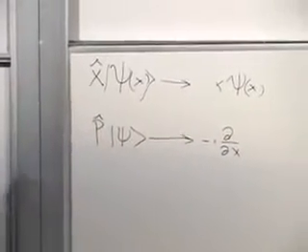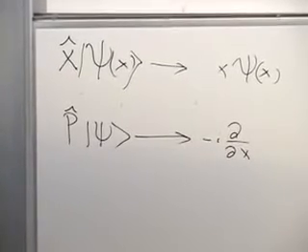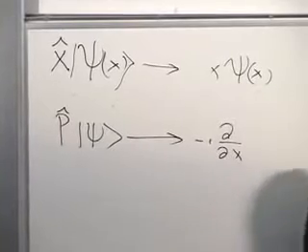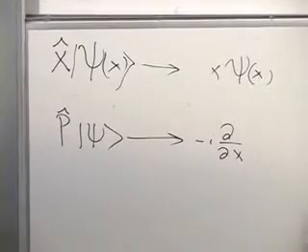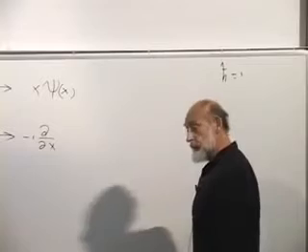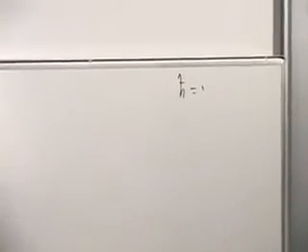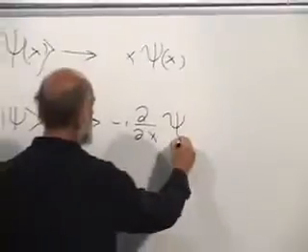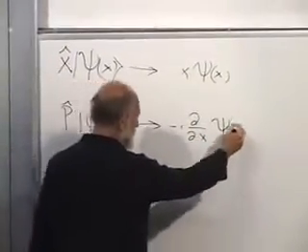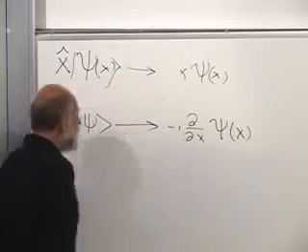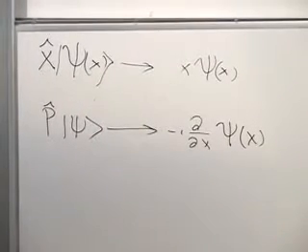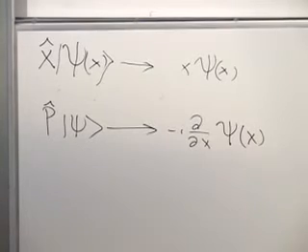Now, there's a factor of h bar, isn't there? I'm going to put the h bars in at the end. Let's set h bar equal to 1. In the end, we can figure out where the h bars go by dimensional analysis. All right, so p on psi is just minus i d by dx on psi of x. And now we can figure out what the action of the Hamiltonian is on a wave function. You simply multiply p by itself and act on the wave function.